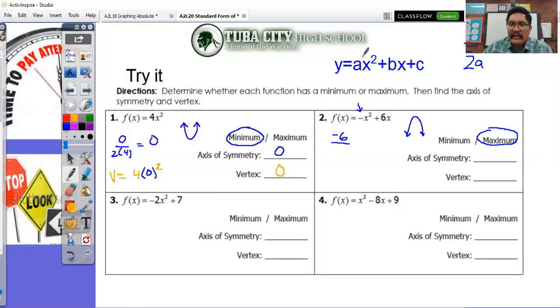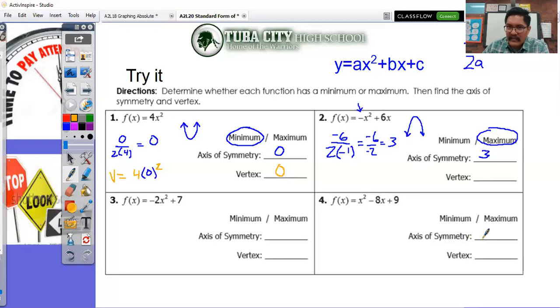Let's go ahead and plug in 2a. So the 2 is always going to be there, but in this case, my a value is -1. So -6 divided by -2. Negative divided by negative is going to be positive, and 6 divided by 2 is 3. So that tells me that my axis of symmetry is at x equals 3. That would be a straight line up and down at the 3 mark.